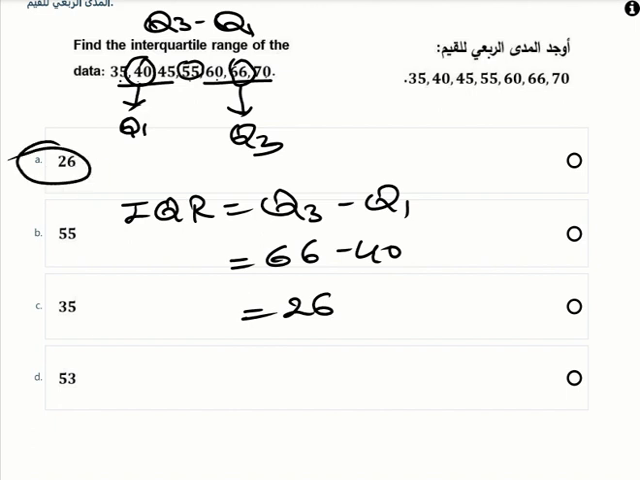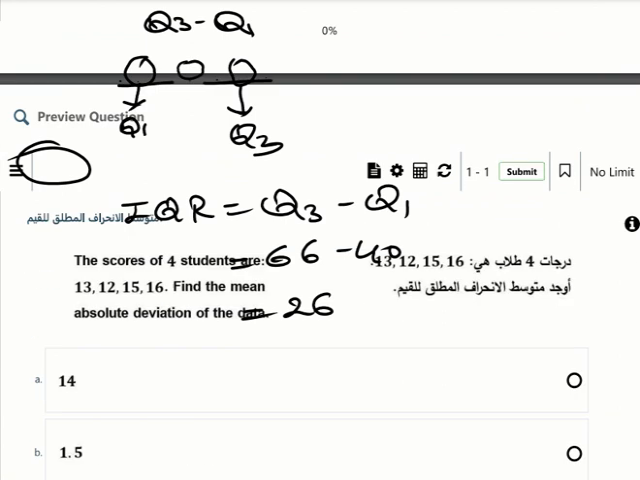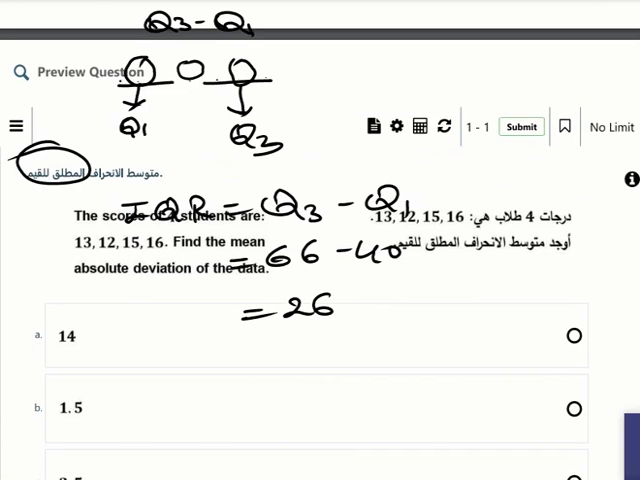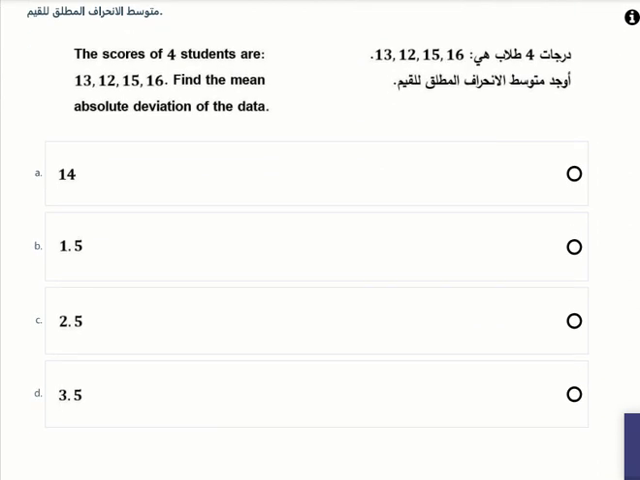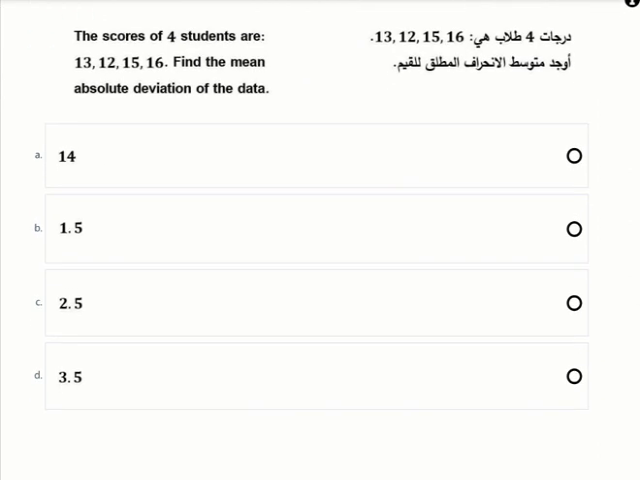Okay. Now another question can be, the scores of 4 students are this. Find the mean absolute deviation. Okay, how will you find the mean absolute deviation? Try to find this thing.